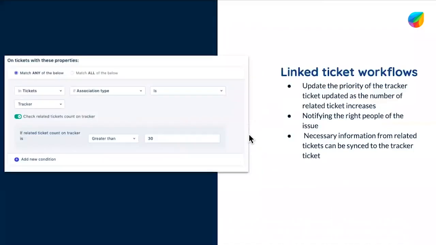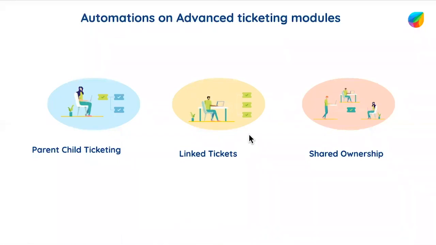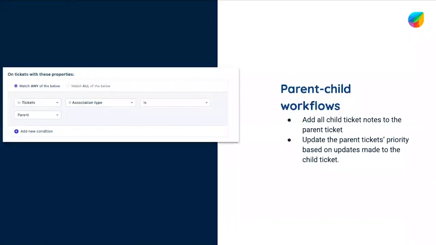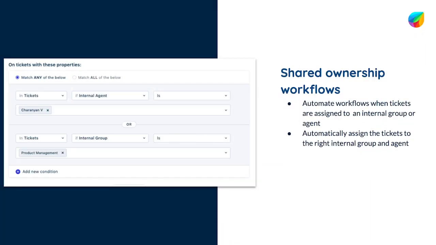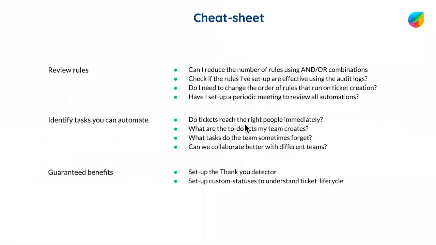So to quickly summarize, we just ran through automation rules that run on parent-child ticketing workflows, linked ticket workflows where you're looking at crisis situations where multiple people are writing in about the same problems, and shared ownership scenarios where there are multiple owners for a single ticket, and you're able to automate that as well. All right. So great. We're going to quickly move on to take a look at the cheat sheet, which is going to help you set up automation rules easily and pretty much act as a ready reference whenever you need help with your automations module. And I'll pass it back on to Durga to walk you through that.